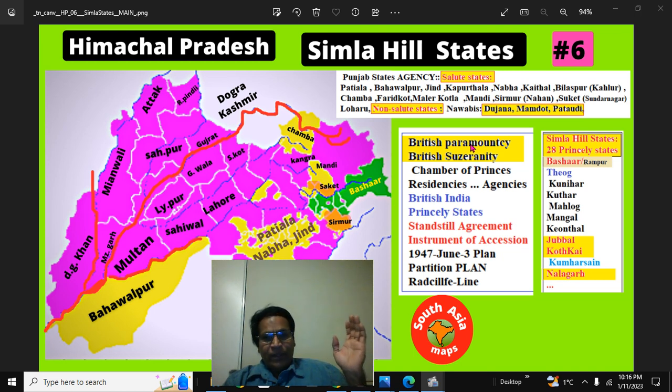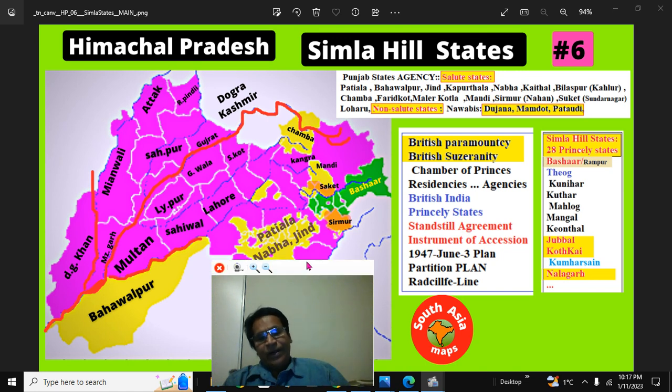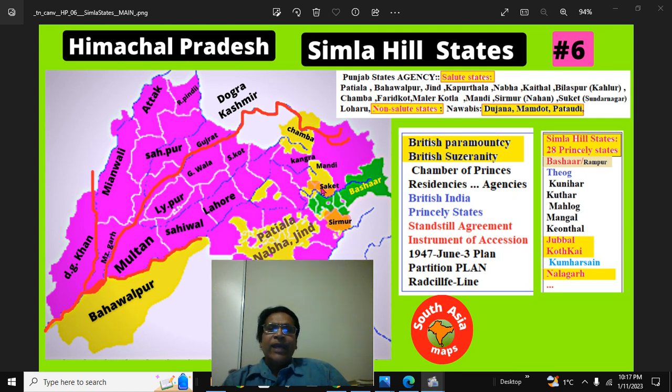British paramountcy, British suzerainty was established after the British conquered the Khalsa territory from Maharaja Dalip Singh, the youngest son of Sher-e-Punjab, Maharaja Ranjit Singh. There is a chamber of princes, all the princes, around about 500 and so. They are organized usually in the chamber of princes. There are residents in big states like Jammu and Kashmir, Bahawalpur, Nizam of Hyderabad, Travancore and so on. And there are agencies like small states agencies. There is British India, there are princely states.